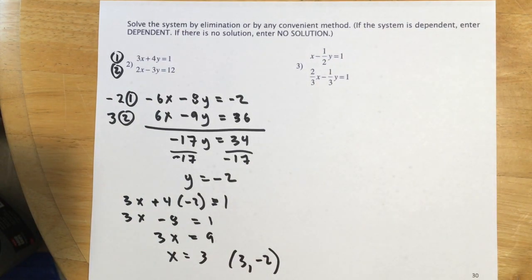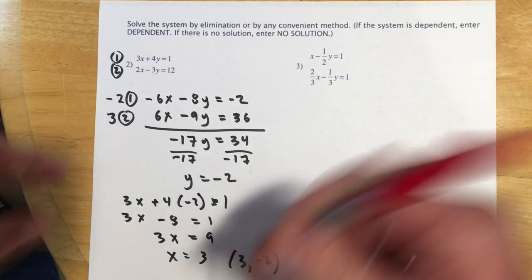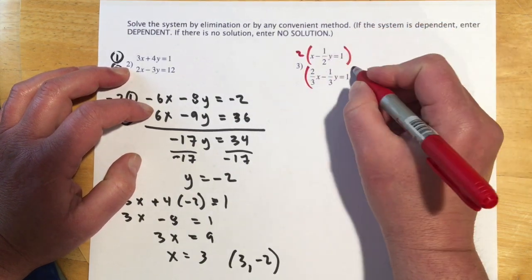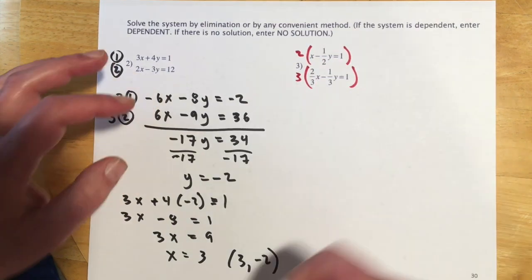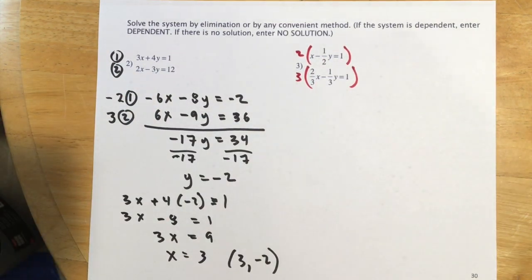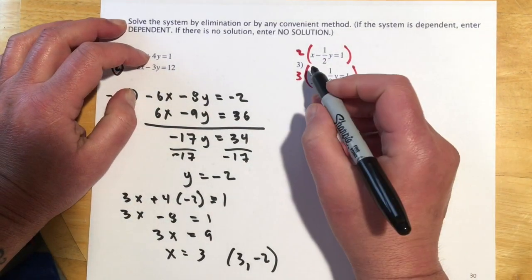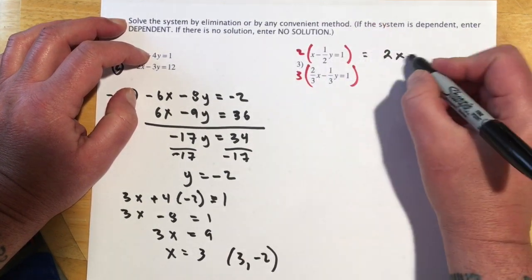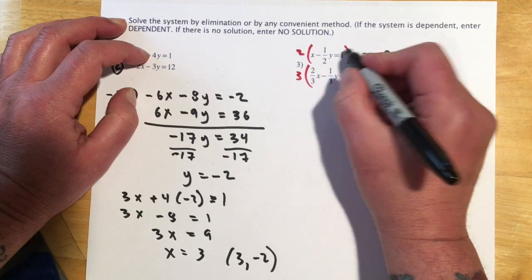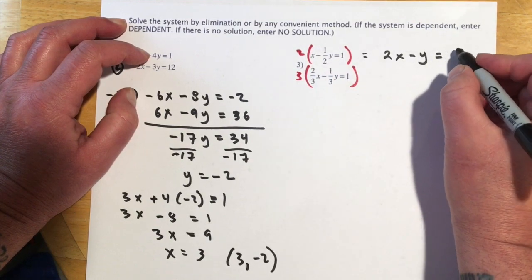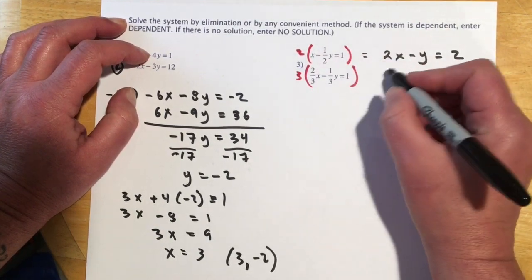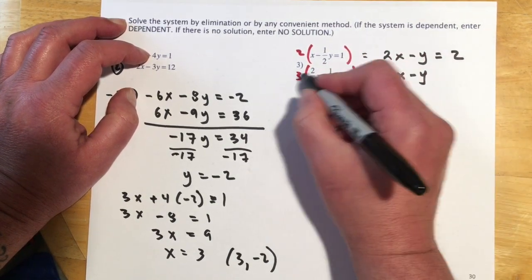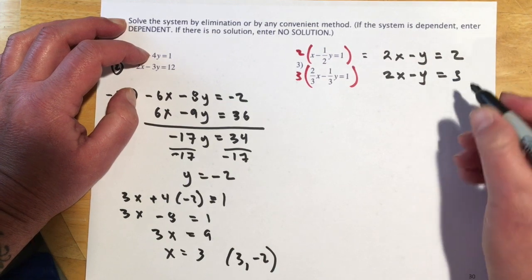This one has fractions, so definitely what we want to do is not have fractions. So I'm going to multiply this one by 2, and I'm going to multiply this one by 3 to clear the fractions. And that will just make it a little bit easier to look at. So here, the 2 over 2 would cancel, so 2x minus y, 2 times 1 would be 2. And here the 3's cancel, 2x, minus y, 3 times 1 makes 3.